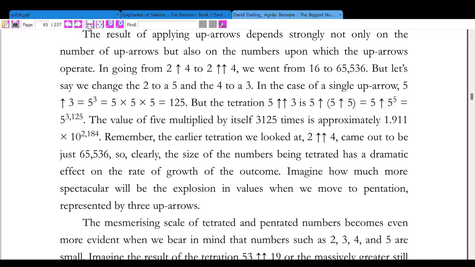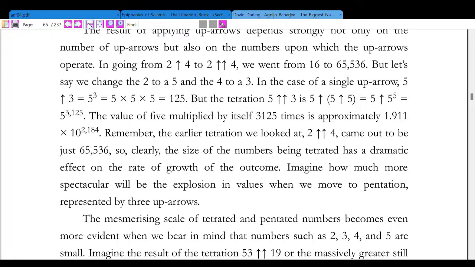In the case of a single up arrow, 5 up arrow 3 equals 5 to the 3 equals 5 times 5 times 5 equals 125. But the tetration, the value of 5 multiplied by itself 3,125 times, is approximately 1.611 times 10 to the 2,184. Remember, the earlier tetration we looked at, 2 up-arrow-arrow 4, came out to be just 65,536. So clearly, the size of the numbers being treated has a dramatic effect on the rate of growth of the outcome.